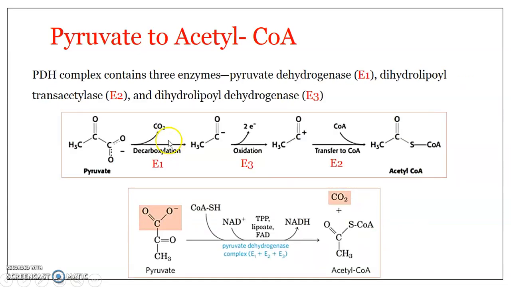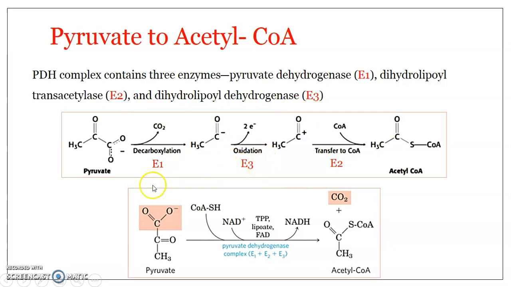Okay, so the pyruvate dehydrogenase complex contains three enzymes, that is pyruvate dehydrogenase, which is considered to be E1 in the equation over here, dihydrolipoyl transacetylase, that is E2, and dihydrolipoyl dehydrogenase, that is E3.